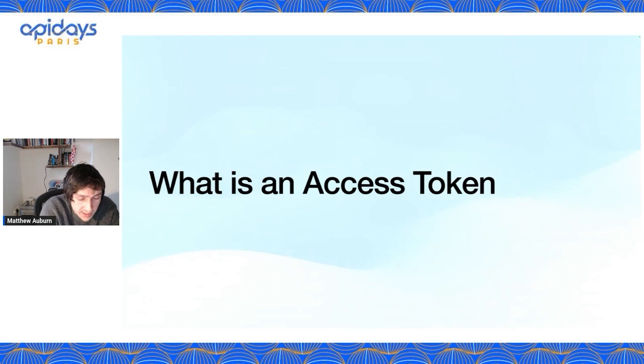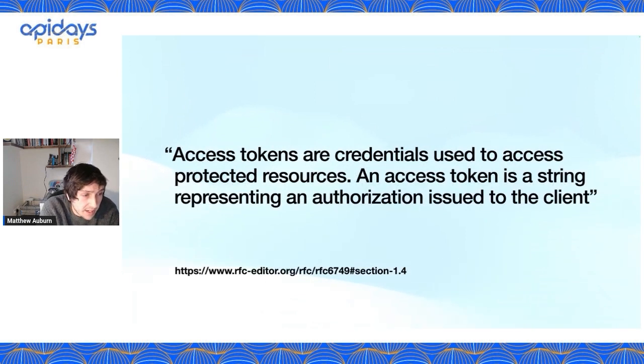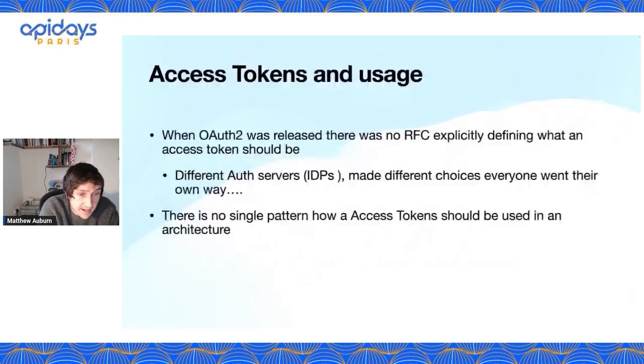So to see if an access token is valid, we need to know what is the access token. An access token defined in OAuth2 is a credential used to access protected resources. An access token is a string representing an authorization issued to the client. So it's quite opaque in the sense that it's effectively just a string. And this is fine.